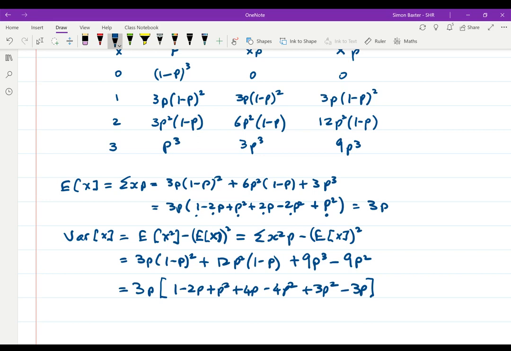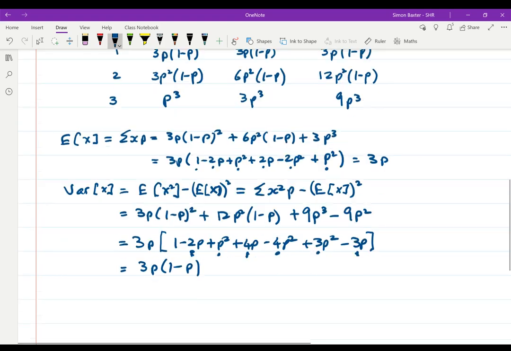Let's see what we've got here. P squared minus 4p squared plus 3p squared, they've all disappeared. Minus 2p plus 4p minus 3p. So that's minus 2p plus 4p is plus 2p, minus 3p is minus p. And so this is 3p, 1 minus p.